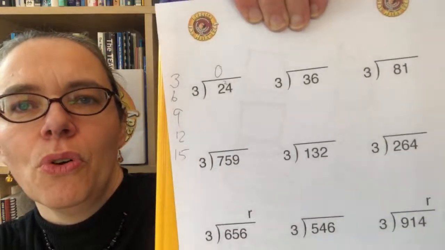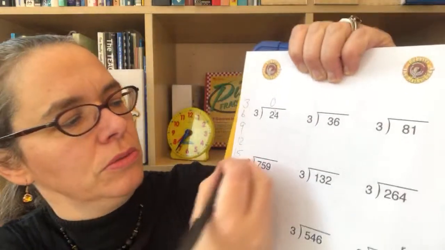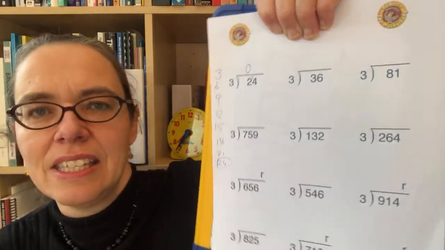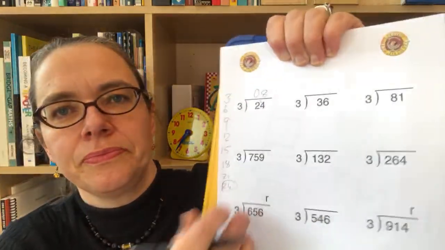So we've got 24 1s. And we look down, 18, 21, 24. There it is. 1, 2, 3, 4, 5, 6, 7, 8. And fill that in.